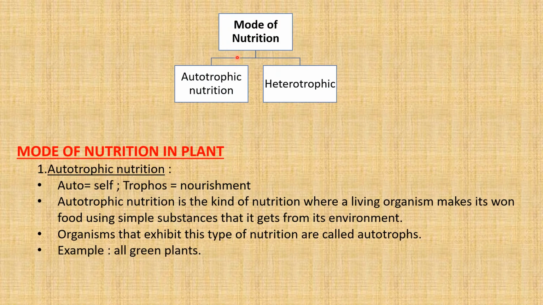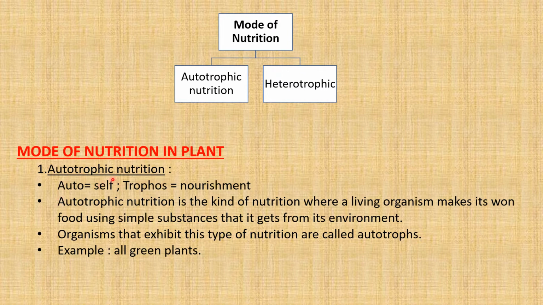Basically, the modes of nutrition are 2 types. What are they? One is autotrophic, another one is heterotrophic. So by these 2 modes, an organism can get its nutrition. First we learn about autotrophic nutrition.